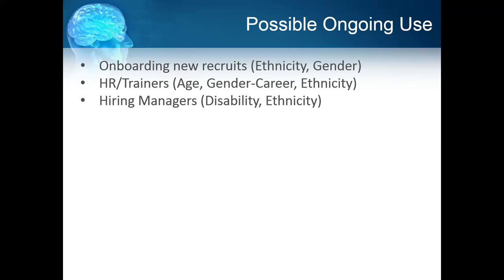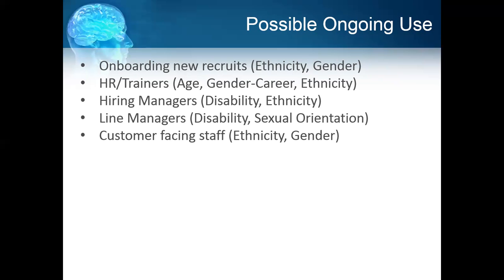People who are involved in interviews, sifting application forms, you might, for example, decide to give them the disability test and the ethnicity test. Line managers who are managing people in the workplace, you might give them the disability or sexual orientation test. Again, it depends what issues you've had, what your staff profile might look like. You might decide to give all your customer facing staff ethnicity and gender tests.